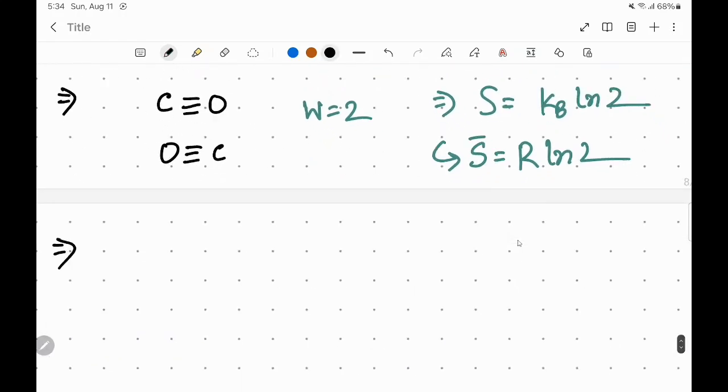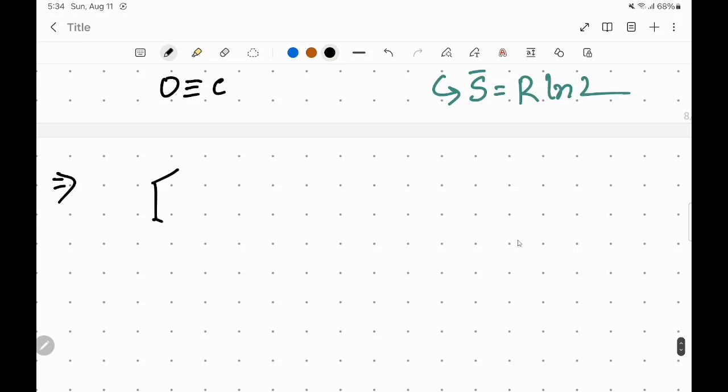Next molecule is benzene. So what will be the number of orientations for benzene? Only one, because you have to consider this structure. Any other orientation is not possible. So only one orientation is possible. So W is 1, so S will be 0.